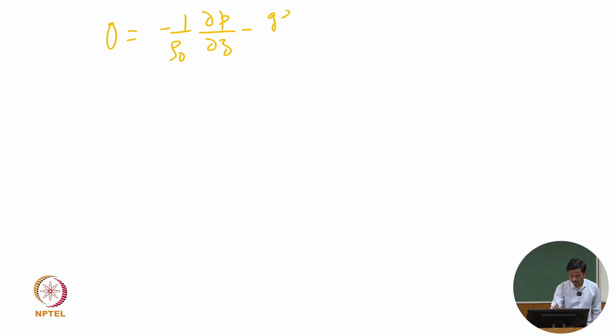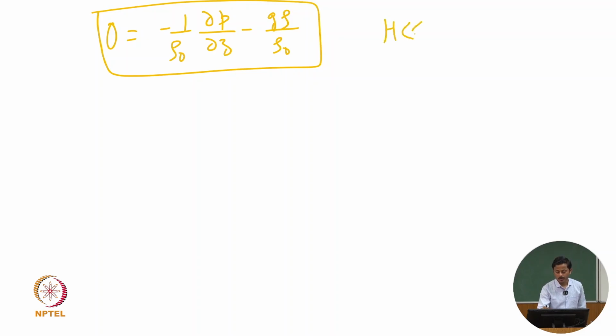The reason why we could simplify this z momentum equation, I'm writing down again the simplified form, 0 equal to minus 1 by rho naught del p del z minus g rho by rho naught. The reason why we could simplify this momentum equation so much is because of the fact that h is much smaller than L. This is a characteristic of geophysical motions, and this led us to a very simplified equation for the z momentum equation.